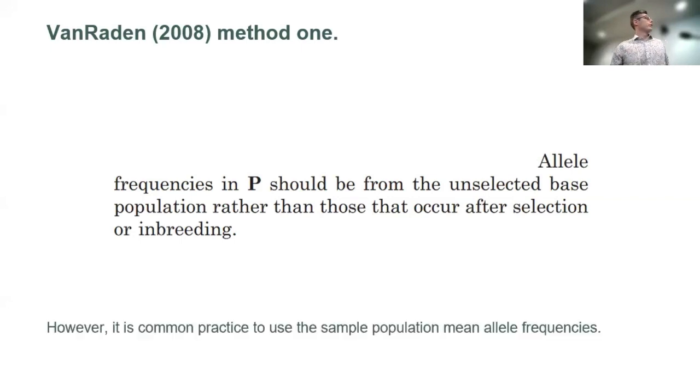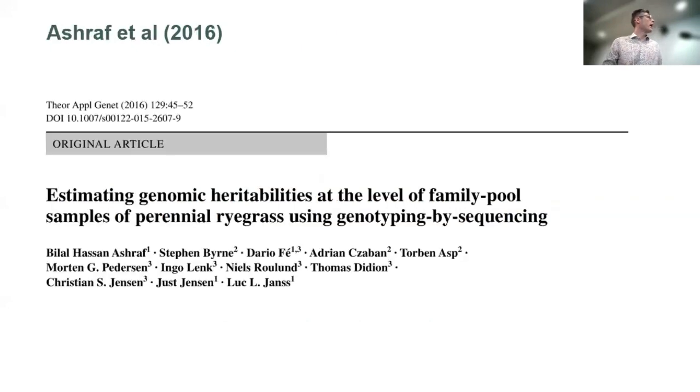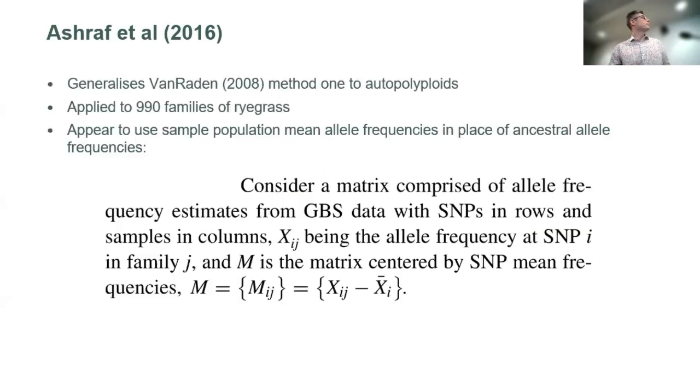And this is an important detail because in practice, it's very common to use the sample population to estimate allele frequencies and use those in place of the base population. This is another example of that. This is Ashraf et al. 2016. This is an important paper in the polyploid literature because it was one of the first generalizations of VanRaden's method to autopolyploids. And in this paper, they are actually quite explicit that they use the sample population allele frequencies.